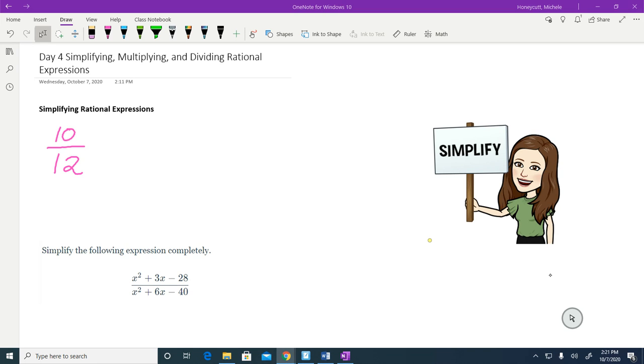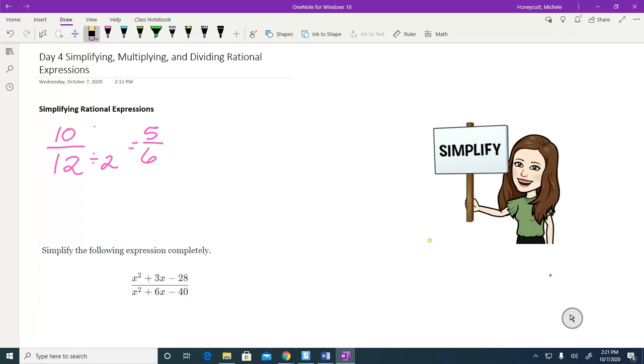The same skills that you use to simplify 10 over 12 are the same skills you'll use to simplify this algebraic expression. So let me show you. Now, when you simplify 10 over 12, you were probably like, oh, I can divide the top by 2, I can divide the bottom by 2, and that would simplify to 5 over 6. Great. That's a great way to do this.